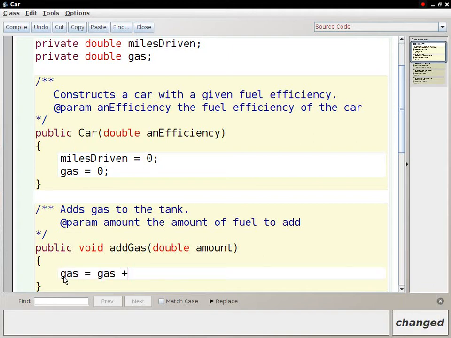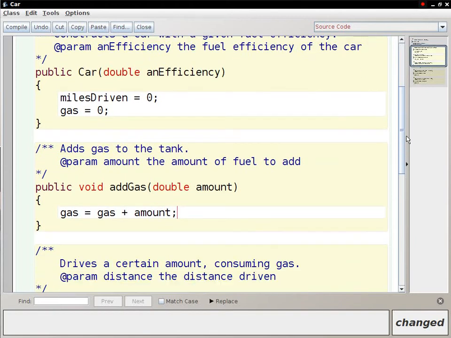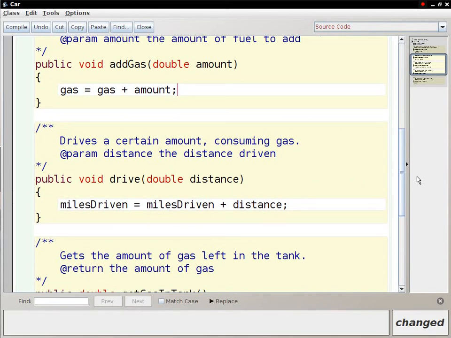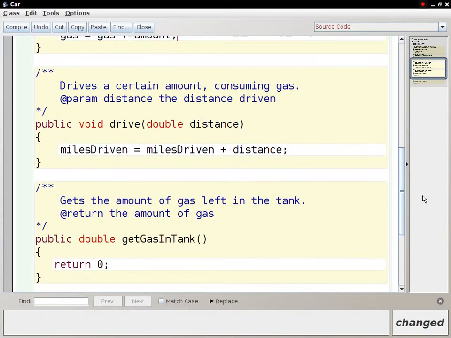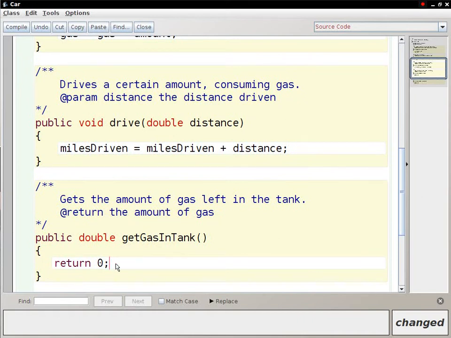gas equals gas plus amount. All right. And now we come on to get gas in tank. We might as well actually return how much gas we have in the tank.